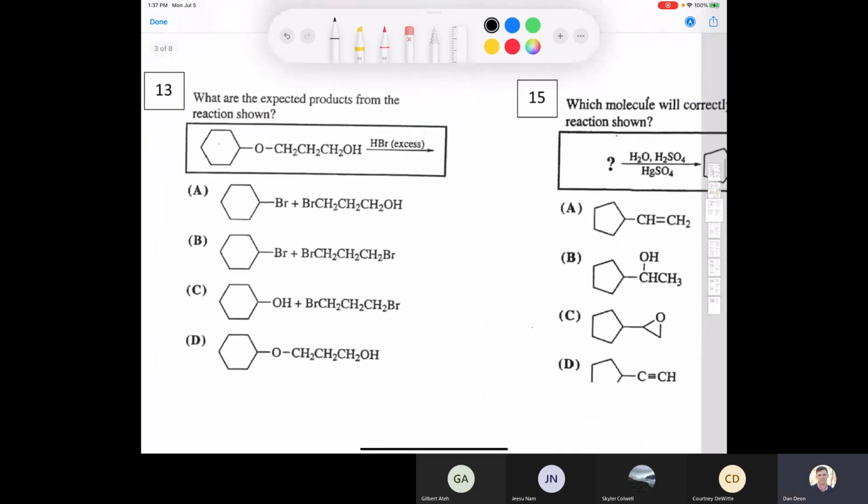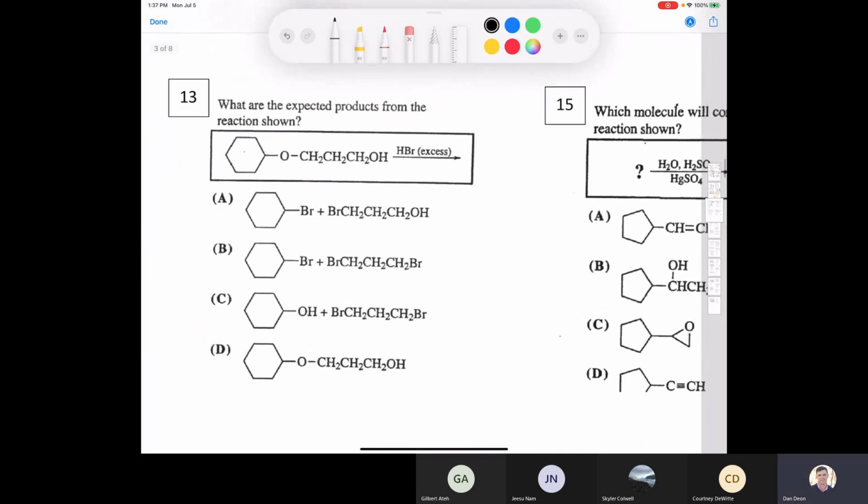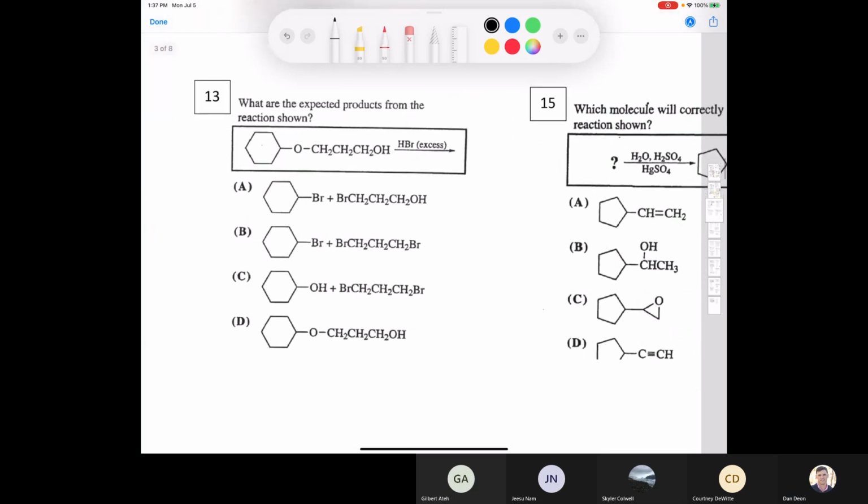Let's move on to number 13. It says, what are the expected products from the reaction shown? We talked about this again in the alcohols chapter. So we have an alcohol, we have excess HBr. What do we do? What do we end up with? Could anybody make a suggestion here?